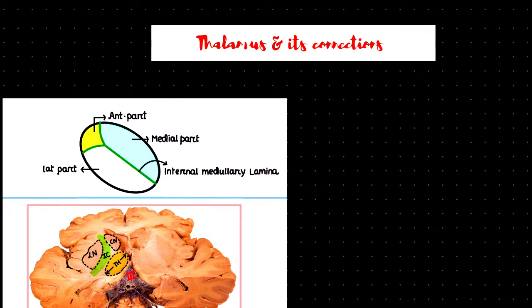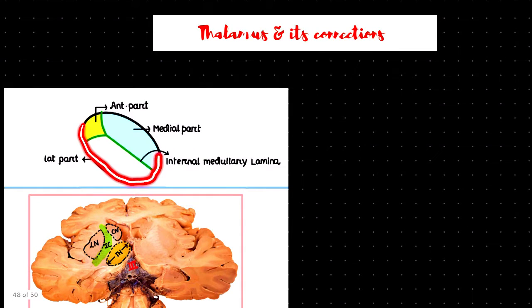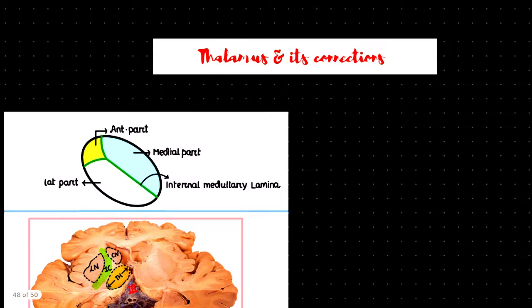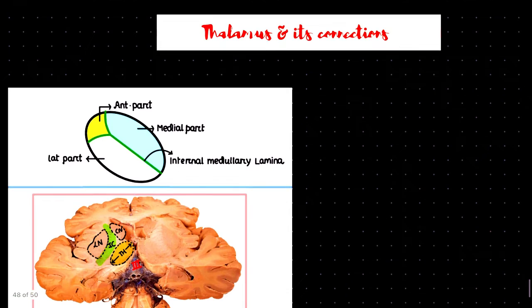Now talking about its parts. It is ovoid in shape, and it is divided into how many parts? Three parts. These are the three parts: first part, second part, and third part. It is divided by a Y-shaped structure, which is a Y-shaped white matter structure called the internal medullary lamina. This internal medullary lamina divides the thalamus into an anterior part, a medial part, and a lateral part. This is a brief introduction.